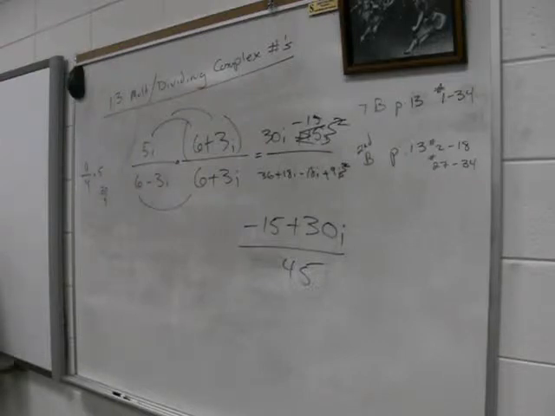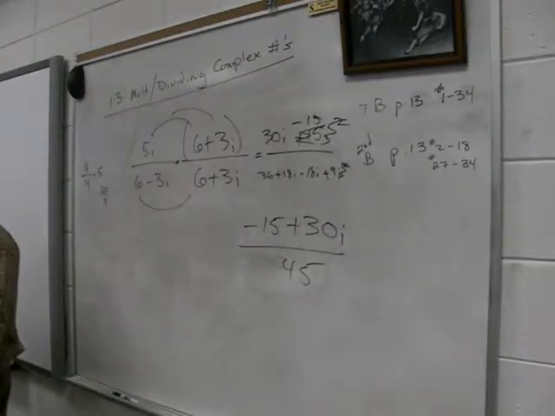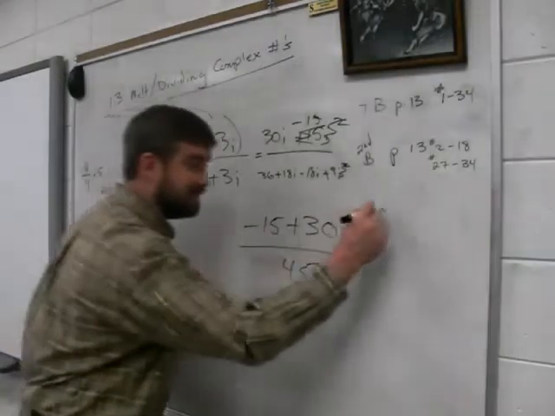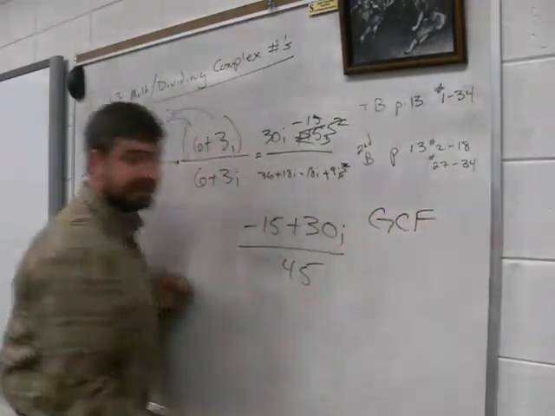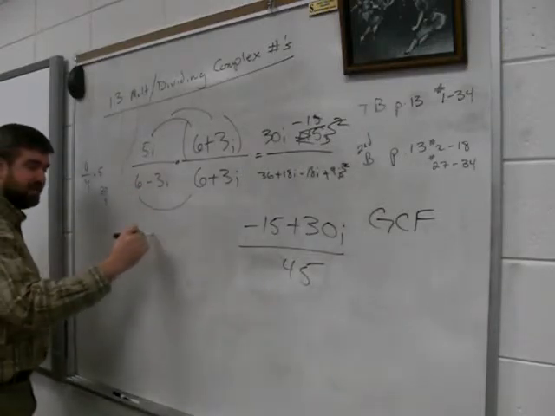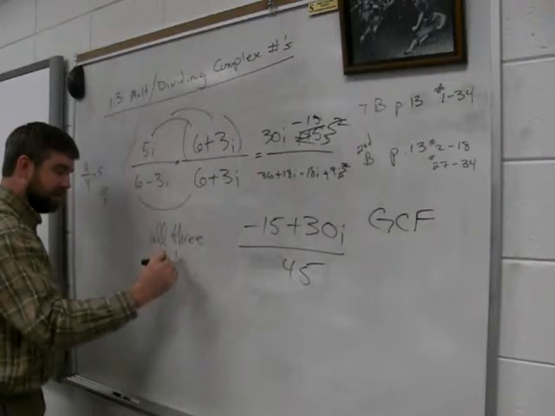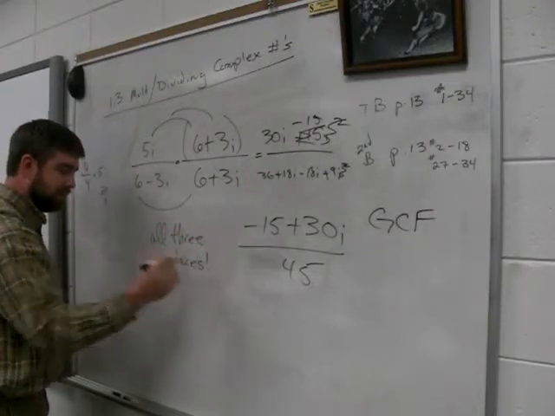They're all divisible by 15. Okay, not just 5. They're divisible by 5, but 5 is a common factor. What is 15? The greatest common factor. And let me write this in your notes. Put GCF and then write "all 3 places."